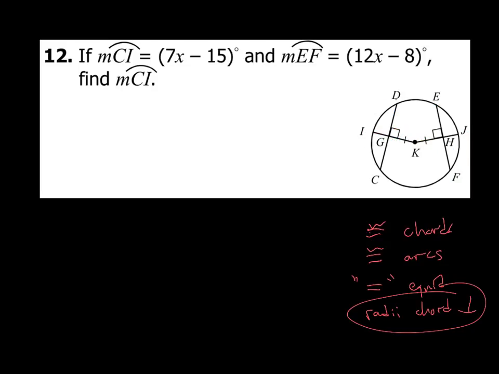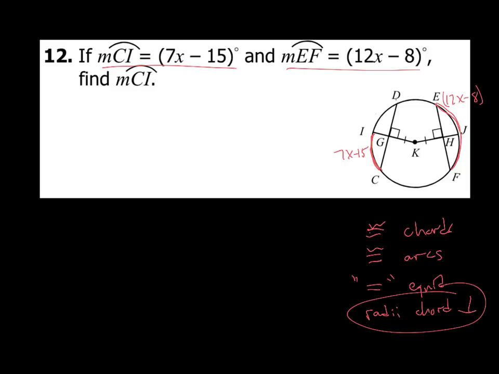I start looking at the information that was given to me. Arc CI is 7x minus 15 degrees. So this piece right here is 7x minus 15. Also, the arc EF is 12x minus 8. So where's that? That's all the way over here. That's the whole thing. So this is 12x minus 8.